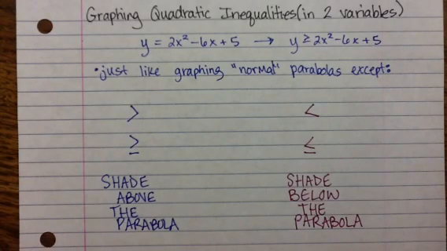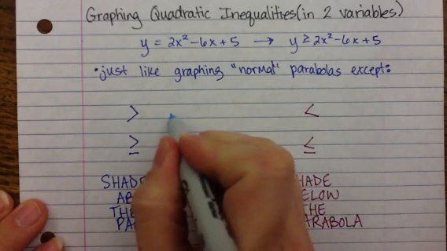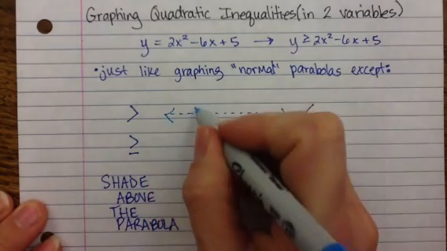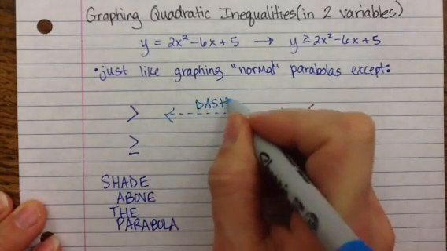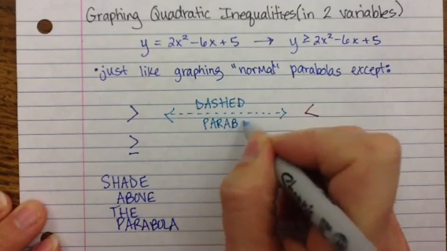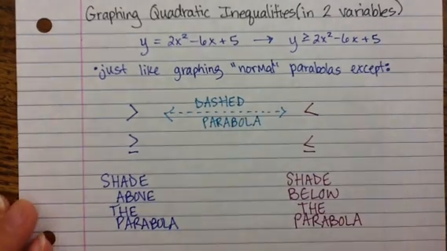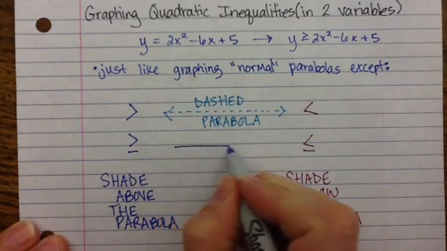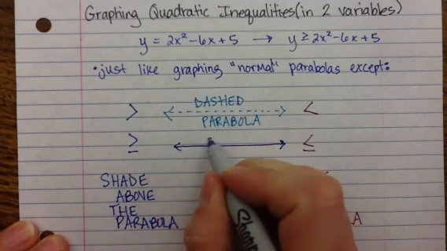If you have a greater than or a less than, then what you're going to do on both of these is you're going to draw a dashed parabola. But if you have a greater than or equal to, or less than or equal to, that is going to be a solid parabola.